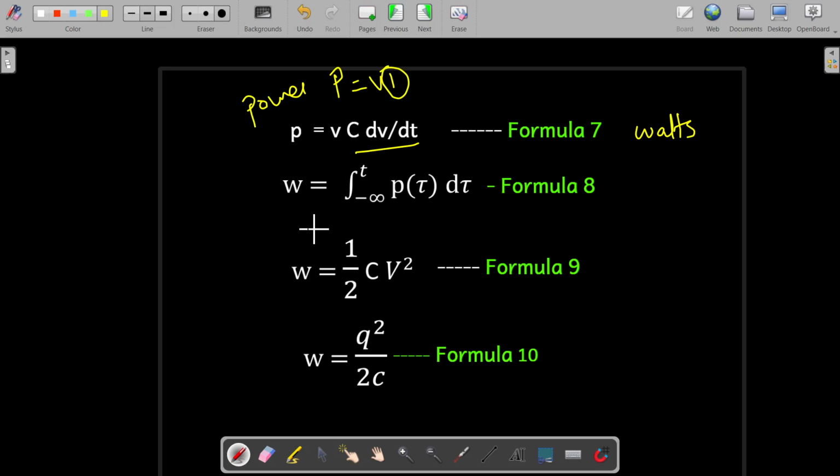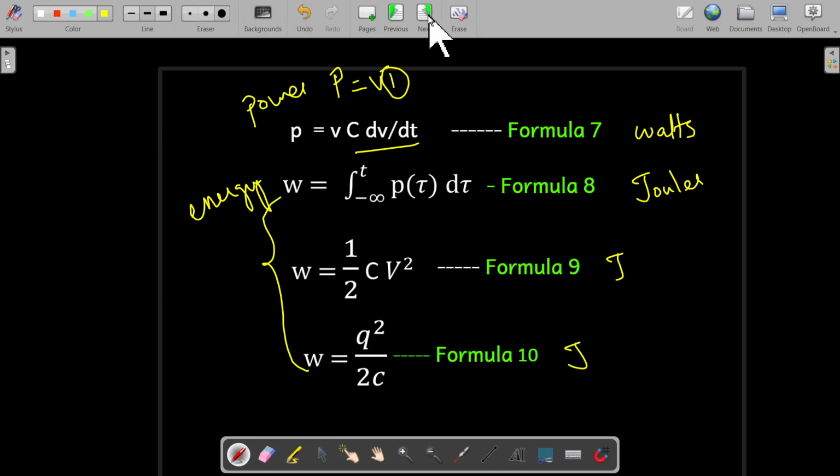Then we have the work done. When you integrate the power, you get the work done or the energy. So these three formulas are related to energy. The first one is the integrated one, formula 8. Then formula 9: you get half CV squared when you integrate it. Otherwise, this can also be written as W equals Q squared by 2C. The unit of work done is joules. Based on these 10 formulas, you can solve any kind of electrical problem related to capacitance.